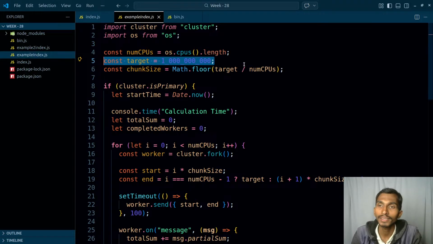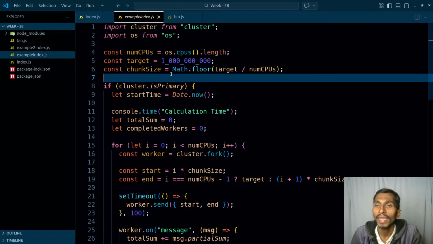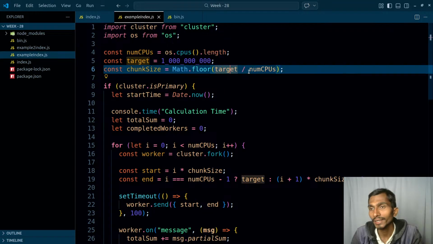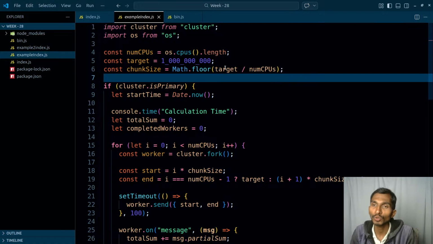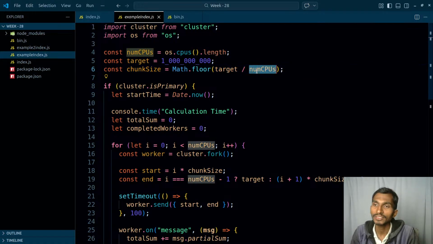Until this particular point, I have to calculate the sum, and chunk size is going to be Math.floor(target divided by number of CPUs). And of course, I'm using floor over here. That means the minimum part is going to be taken. What is the use of this?